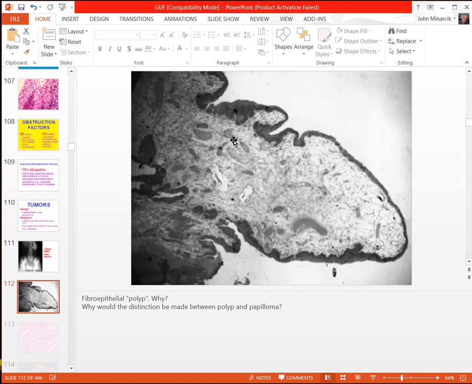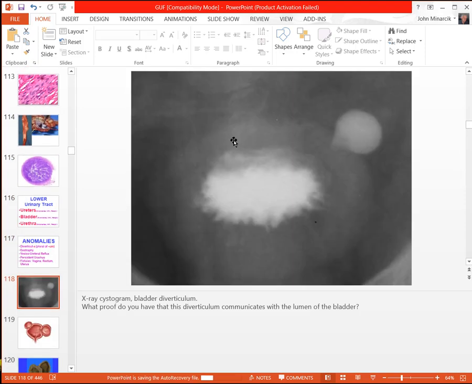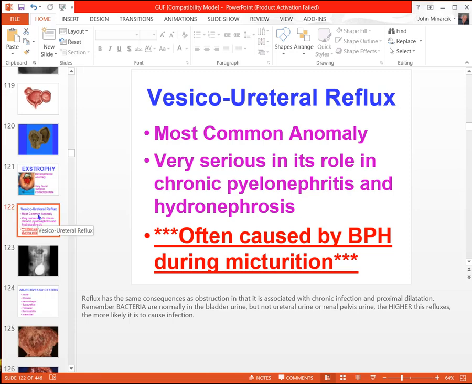Let's go to 122. Whoops, how come it stopped? Probably because, there you go. We already said this before. Vesicular reflux, if a person has a large prostate and there's a urinary bladder outlet obstruction, then you have increased pressure in that bladder when the guy tries to pee, and that's most likely when it's going to reflux back into the ureter.